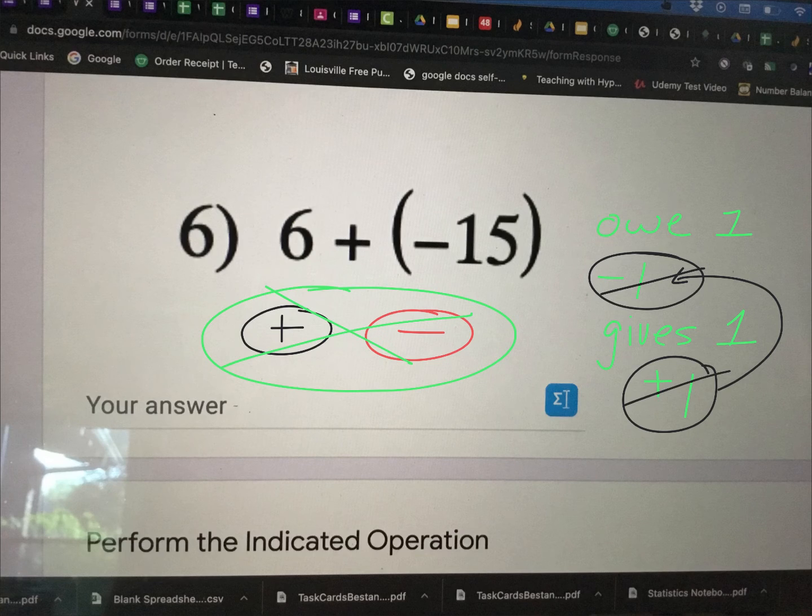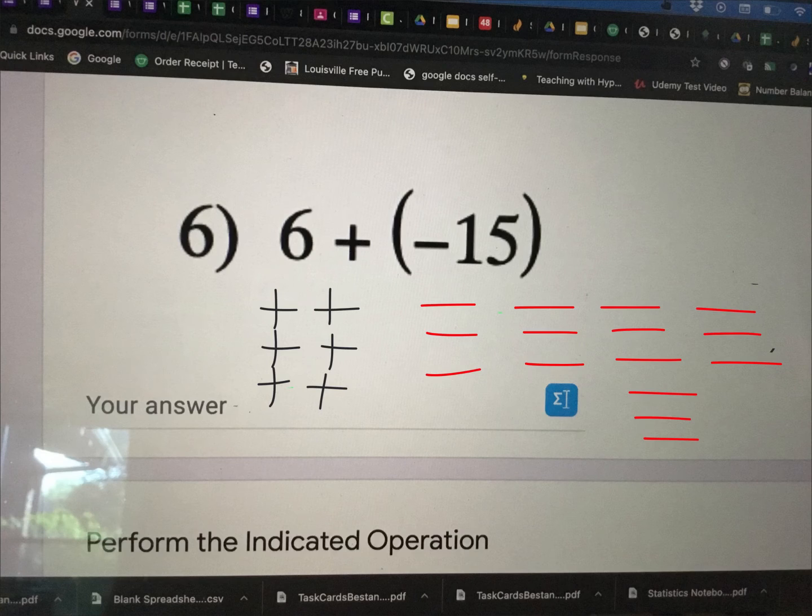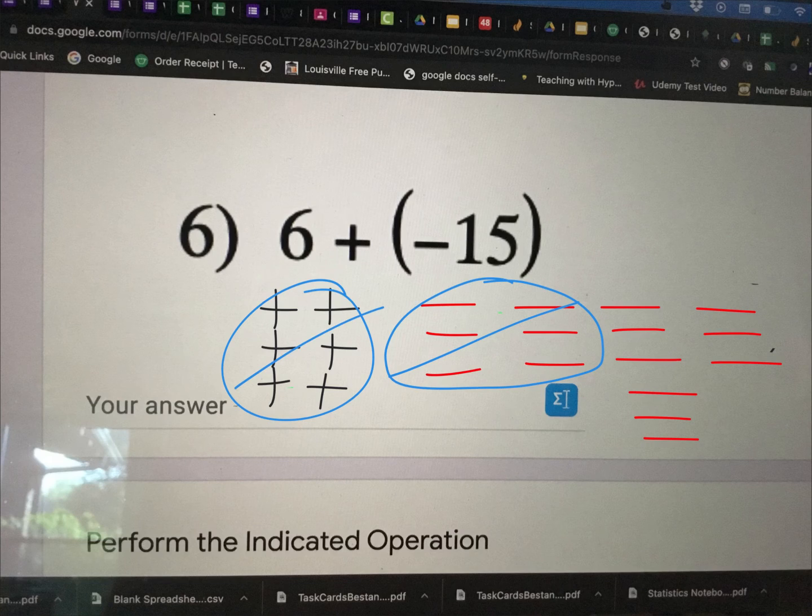So let's look at it with the two numbers we have at hand. So if I had 6 positives and I were combining it with 15 negatives, those 6 positives would cancel out 6 of those negatives. Those would cancel each other out, and I would be left with 9 negatives left over. So positive 6 plus negative 15 is a final sum of -9.